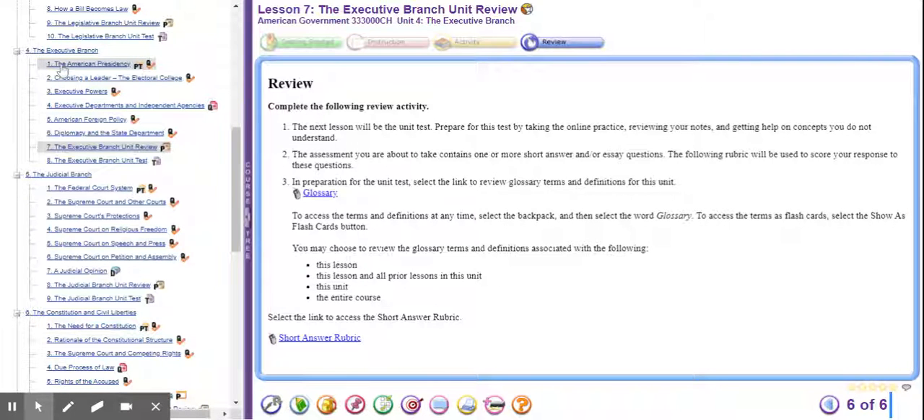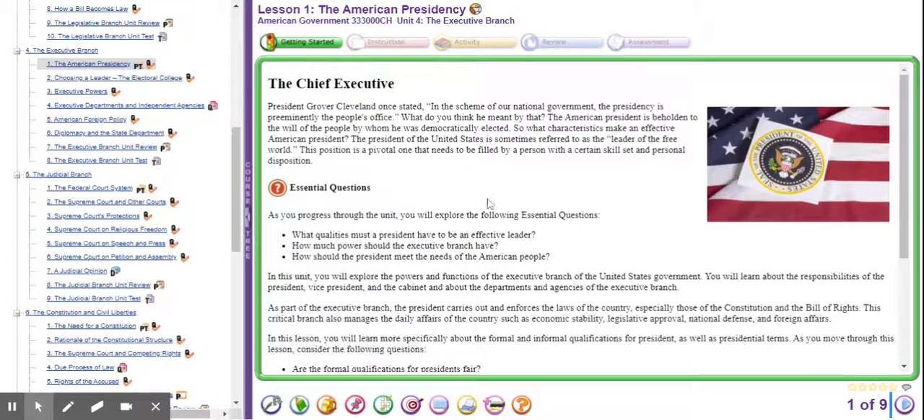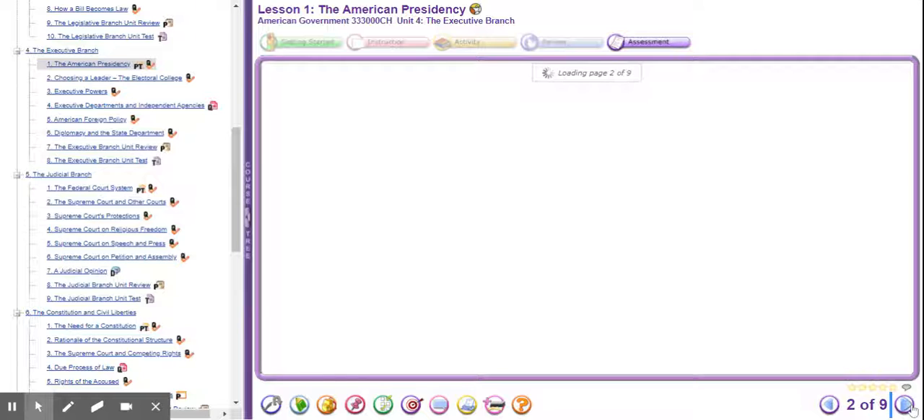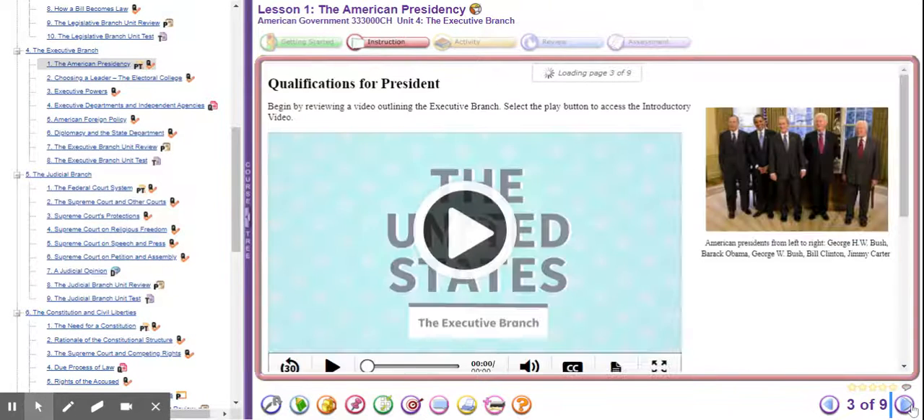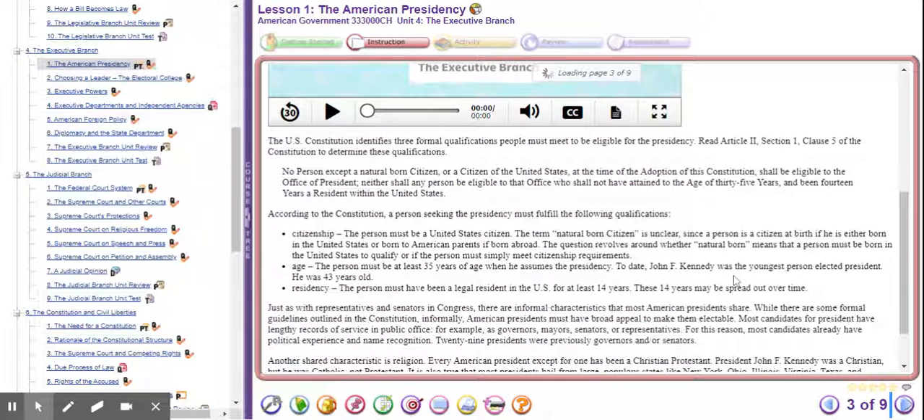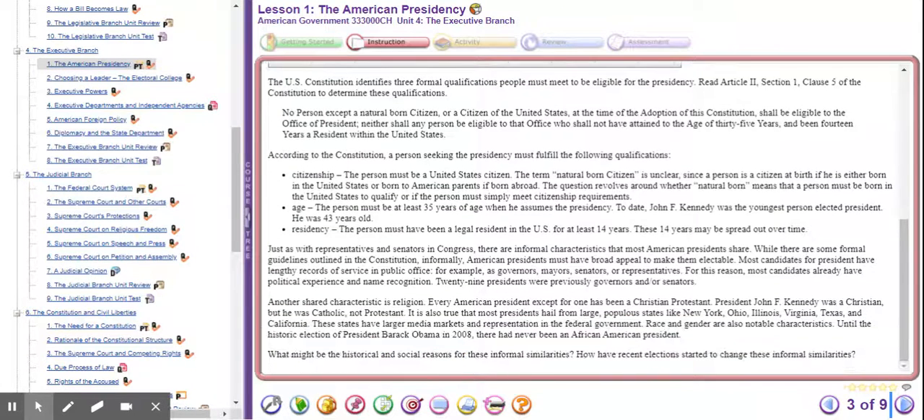I'm just going to quickly go through some of these other lessons here in Unit 4 and touch on the key points. I'm not going to go into a lot of detail here, but I do think it's important. The first lesson deals with the presidency, because the president is the head of the executive branch. We talked about qualifications for presidency: citizenship, age, residency. I'd make sure I understood those things because that's definitely an important part of this unit.